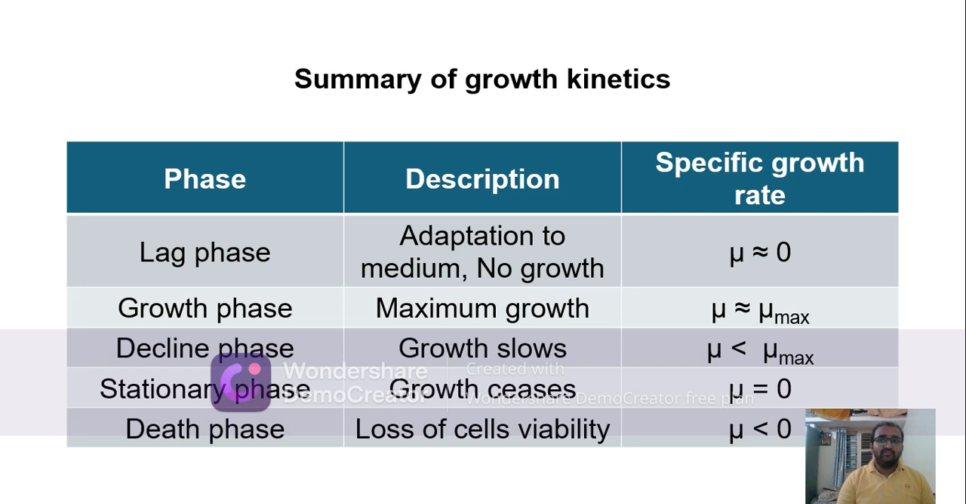So let us look into the summary of the growth kinetics. In the lag phase, there is adaptation of cells to the medium, and there is no growth. Specific growth rate is zero. In the growth phase, there is maximum growth, hence mu is equal to mu max. In the decline phase, the growth slows down and hence mu is less than mu max. In the stationary phase, growth ceases, mu equals 0. In the death phase, there is loss of cell viability, mu less than 0.